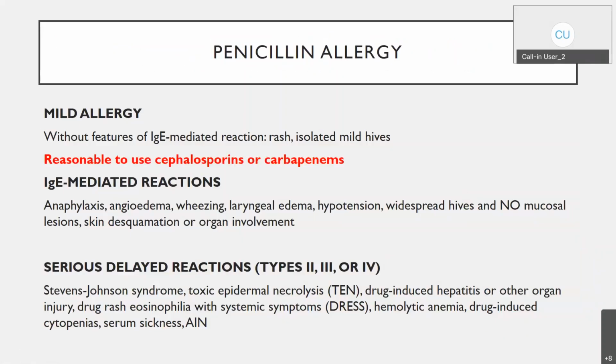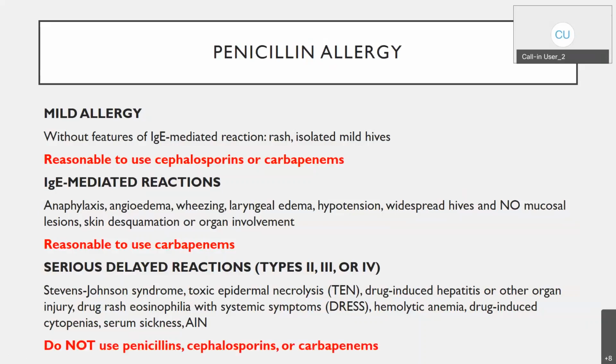So in people who have a mild allergy, it's reasonable to use cephalosporins or carbapenems. The cross-reactivity is very low for this type of reaction, and it isn't life-threatening if it happens. If it's an IgE-mediated reaction, then we try to avoid cephalosporins, but it's reasonable to use a carbapenem such as meropenem in this type of reaction. If there's a serious delayed reaction, then we avoid all beta-lactams and monolactams, so no penicillin, no cephalosporin, no carbapenems.